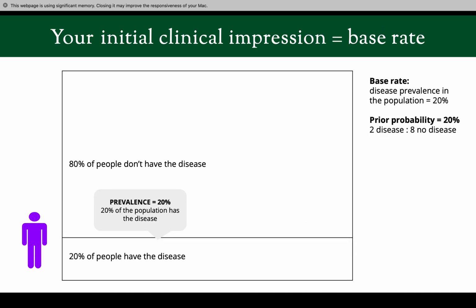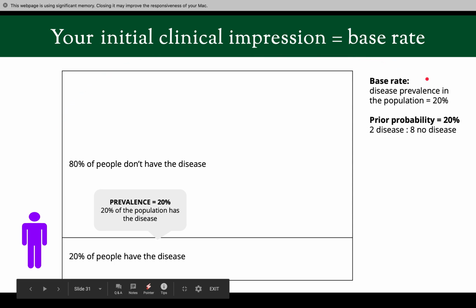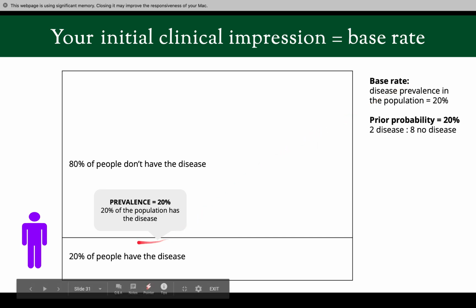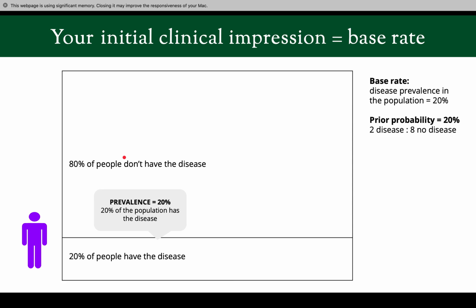So let's look at this in a different way, okay? This is a box diagram that's commonly used to demonstrate pretest or Bayesian reasoning. This box represents 100 people, let's say. 20% of the people have the disease and 80% of the people don't have the disease. That means there's a prevalence of the disease of 20% in the population, right? So that's where we're starting. That's our pretest probability or prior probability. For every 2 people with the disease, there are 8 people who don't have the disease.